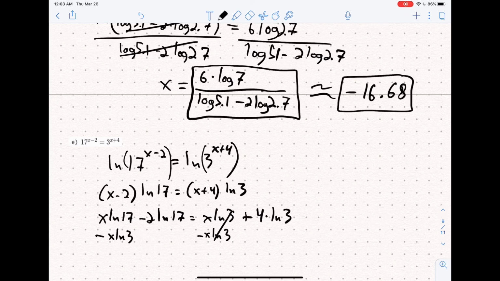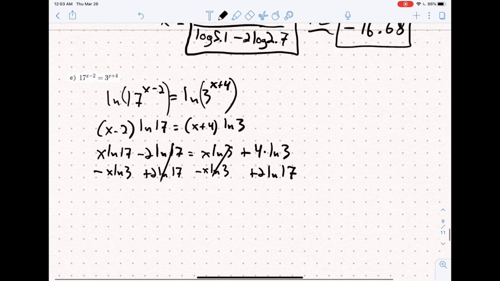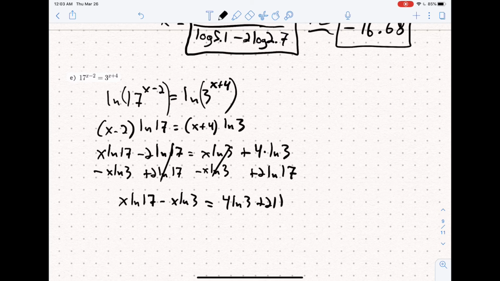Cancels off on the right. We add 2 ln 17 to both sides. Cancels off on the left. And now we have on the left-hand side x ln 17 minus x ln 3, and on the right-hand side, we have 4 ln 3 plus 21 ln 17.